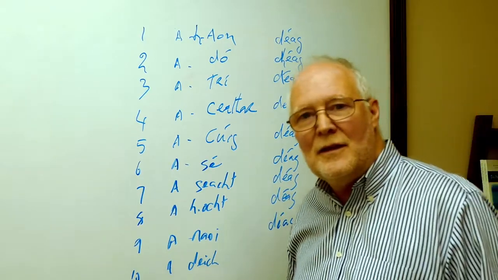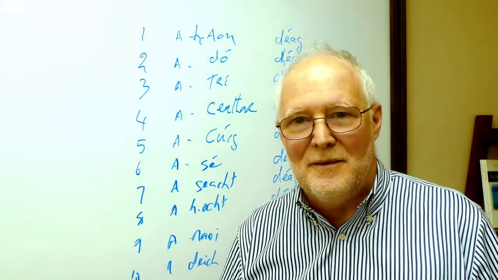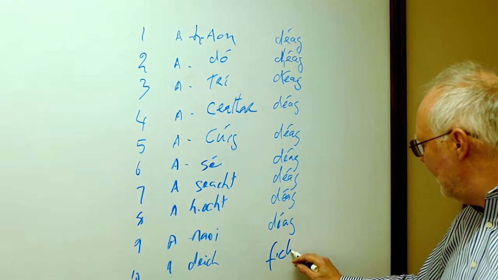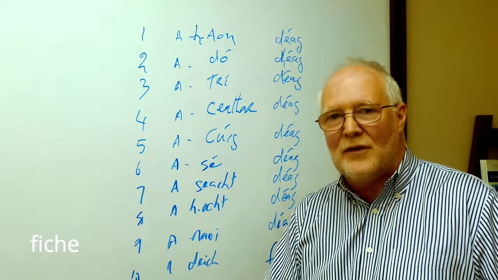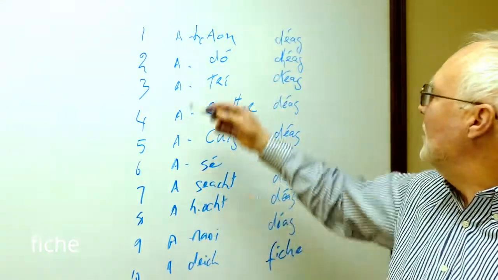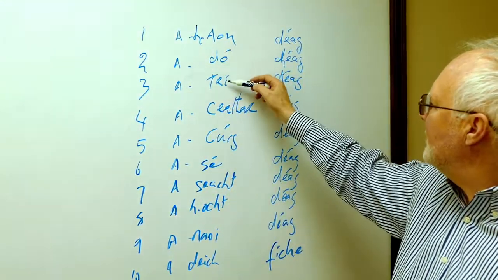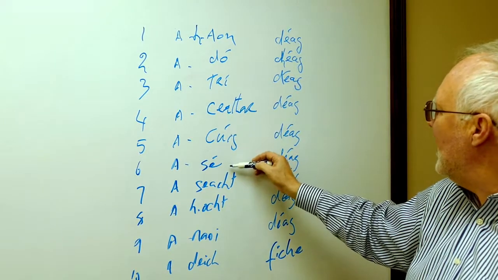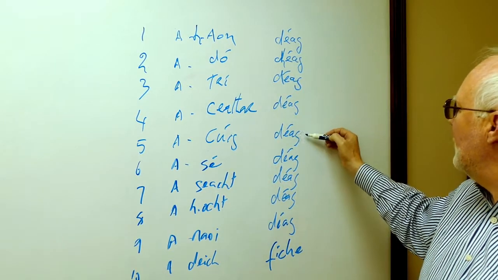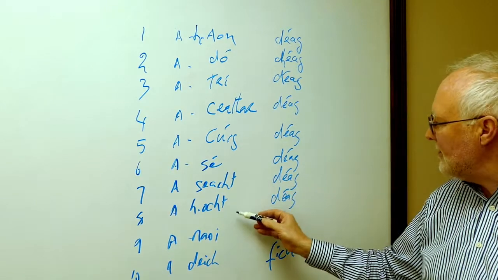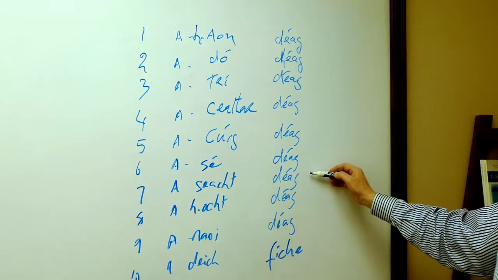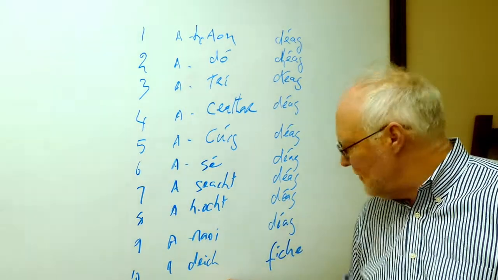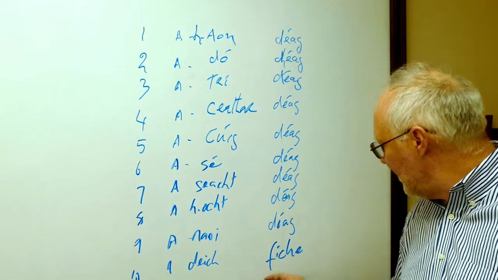So when we get to 10 teen, it's actually 20. So we have to actually learn that word. That will be fiche. And we'll talk about what the other numbers are in a second. But first of all, we'll go back and take a look. A haon, a dó, a trí, and you've got a haon déag, a dó dhéag, a trí déag. A ceathair, a cúig, a sé. A ceathair déag, a cúig déag, a sé déag, a seacht déag, a hocht déag, a naoi déag. And then 20, from deich becomes fiche.